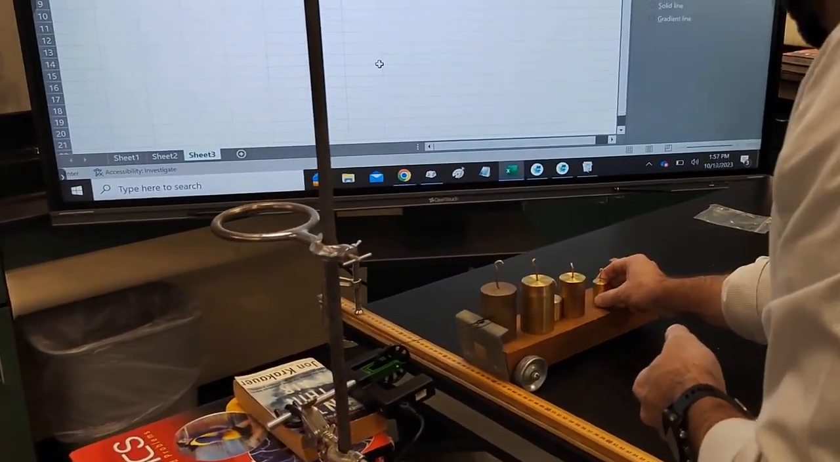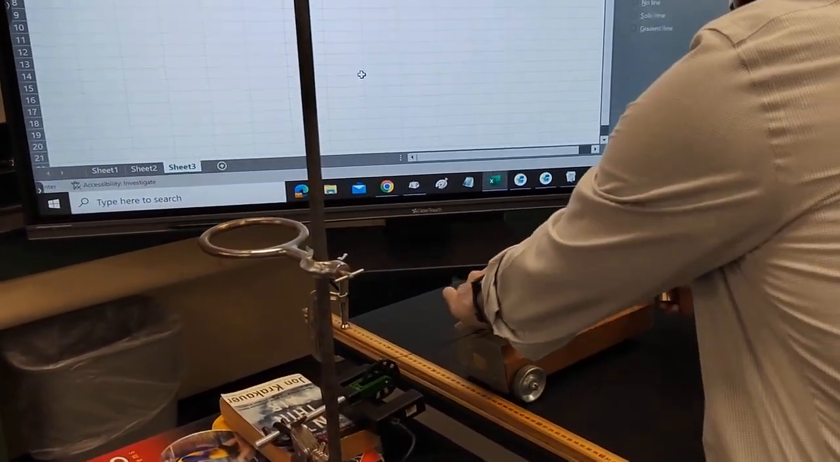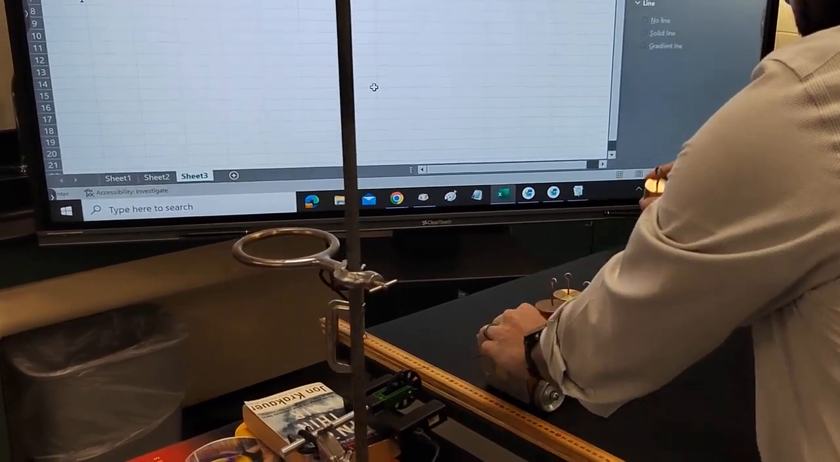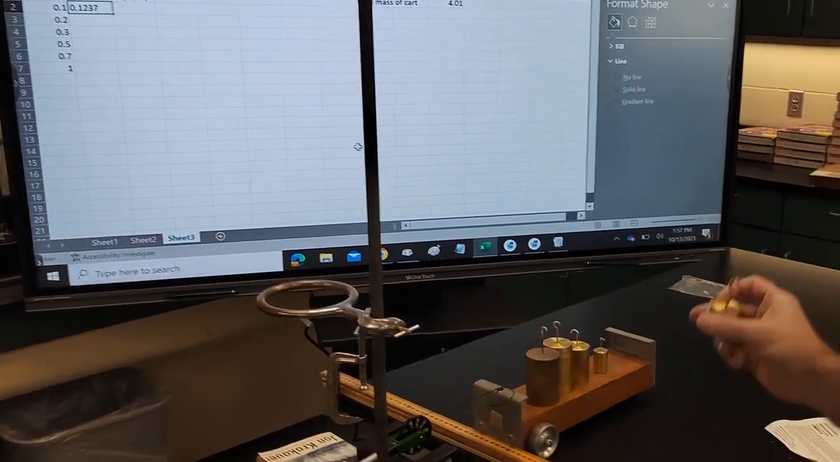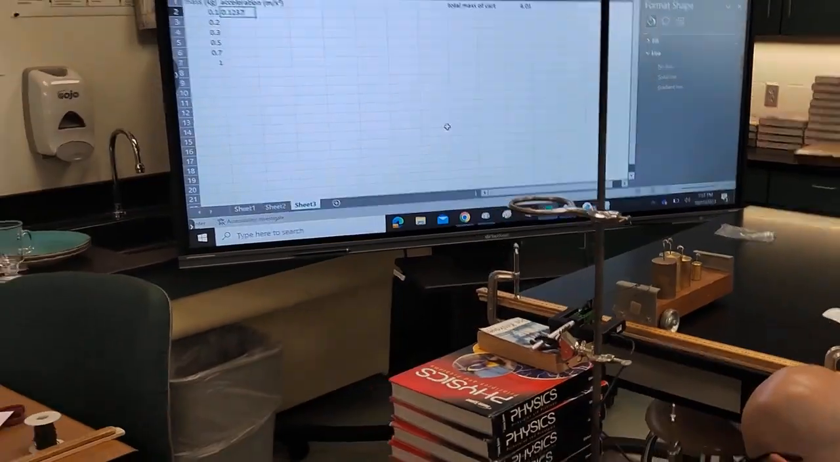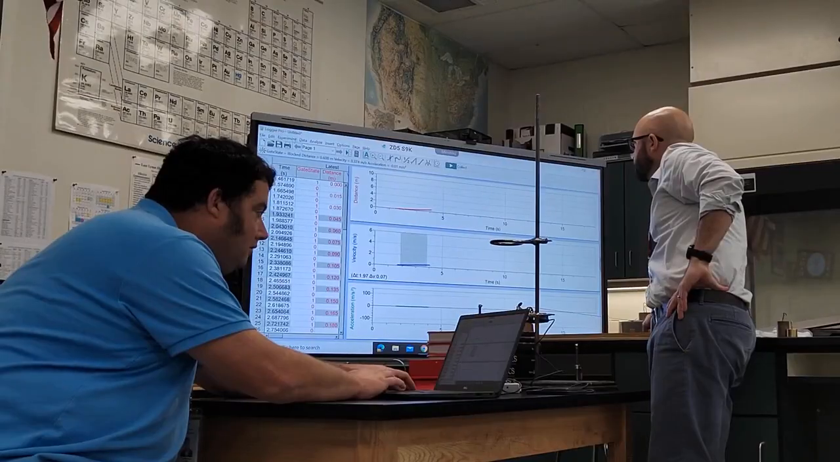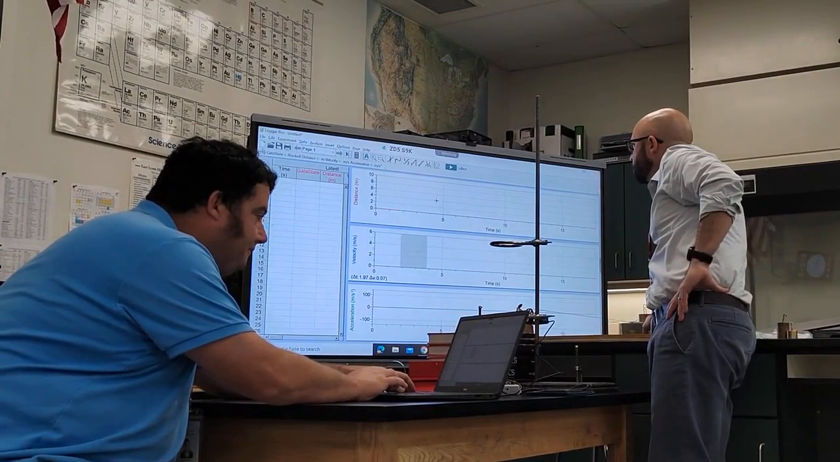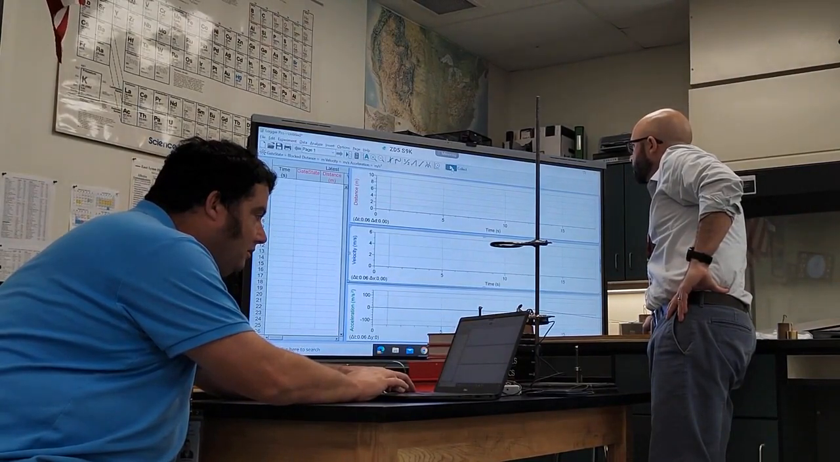Mr. Nazzaro is going to take the 100-gram weight off and put it on the cart, and now he's going to take a 200-gram weight, because we need to keep the mass of the system constant, or else we would be changing two variables at once. We have to clear all our data. Go.